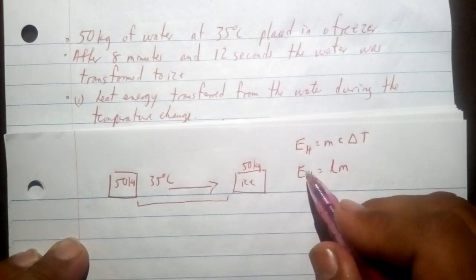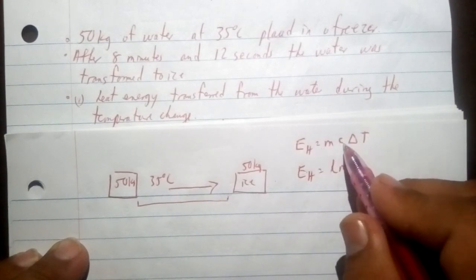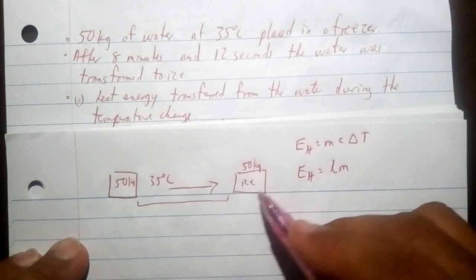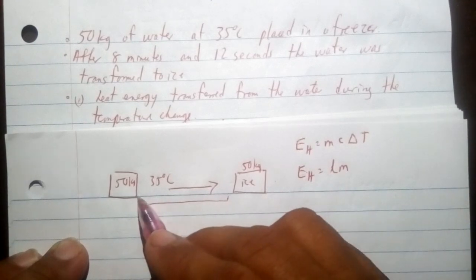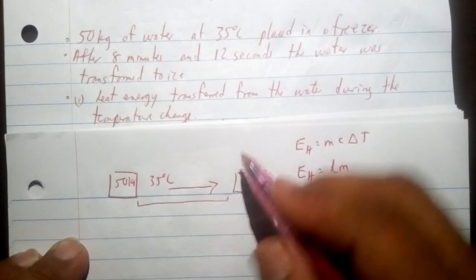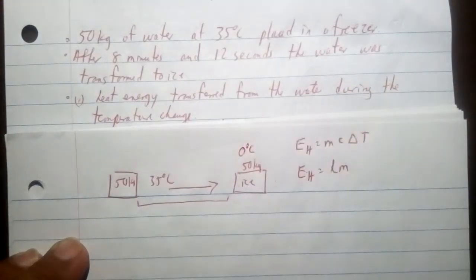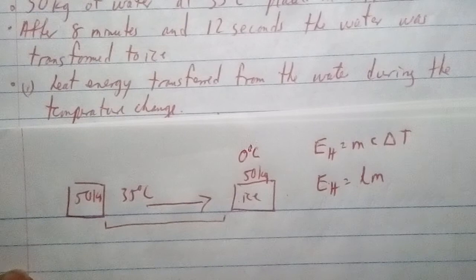So which one do I choose? I need a temperature change. Yes, for this one here. I don't want this one here because they just want us to know the amount of energy to go from this point to this point, which is then 0 degrees Celsius. Okay, so we have that. So we will choose this equation.